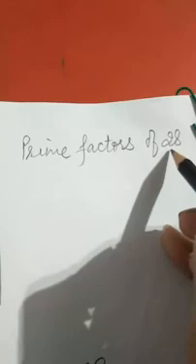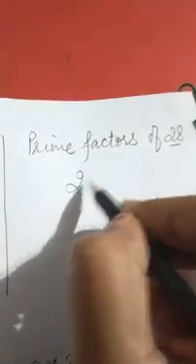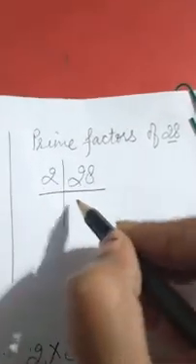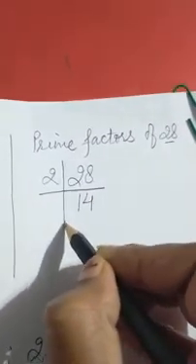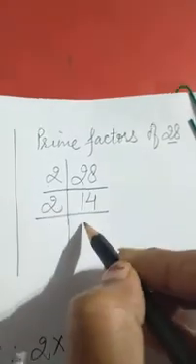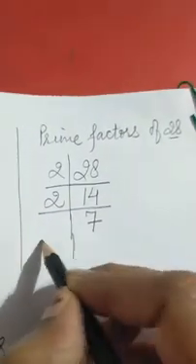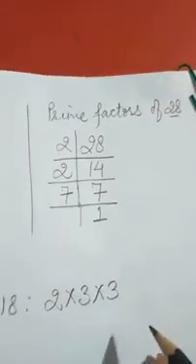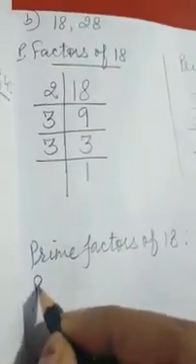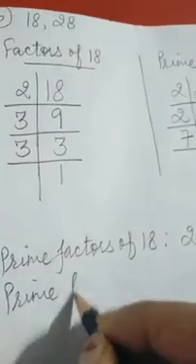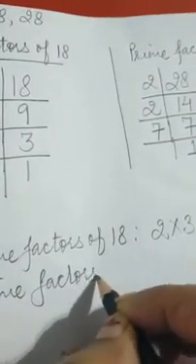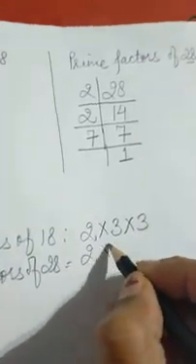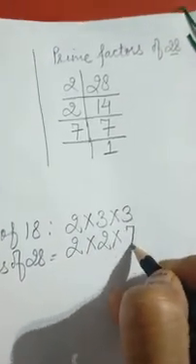Now prime factors of 28. 28 is divisible by 2. When we divide 28 by 2, we will get 14. 14 is divisible by 2. We will get 7. 7 is a prime number. It will be divisible by itself only. So here we will get 1. So the prime factors of 28 are 2 multiply 2 multiply 7.